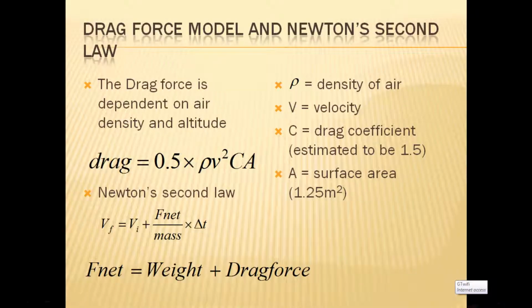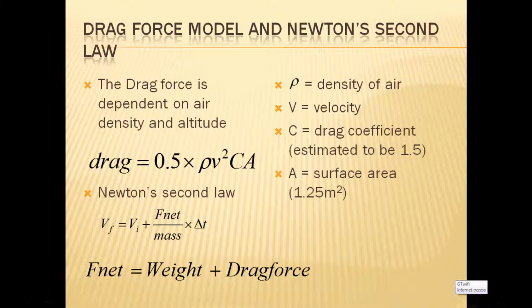In my VPython model, I had to account for the drag force that acted on Felix as he fell in freefall. The drag force I determined was dependent on both the air density and altitude, and I used the equation drag equals 0.5 times the density times the velocity squared times the drag coefficient and surface area as my drag model.